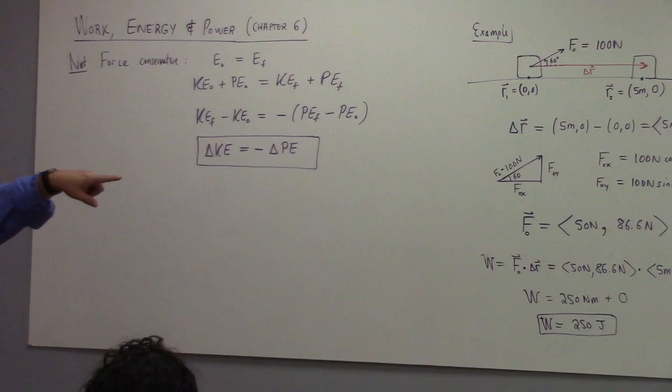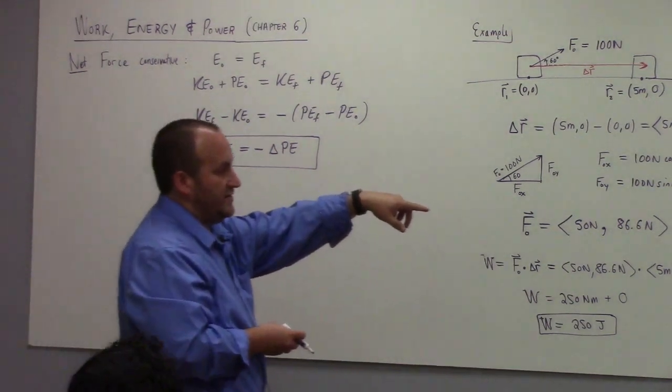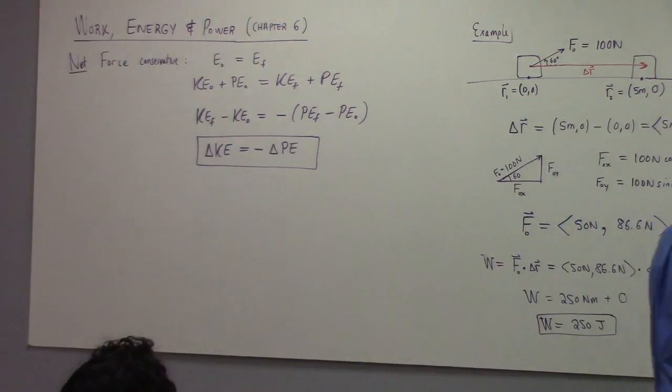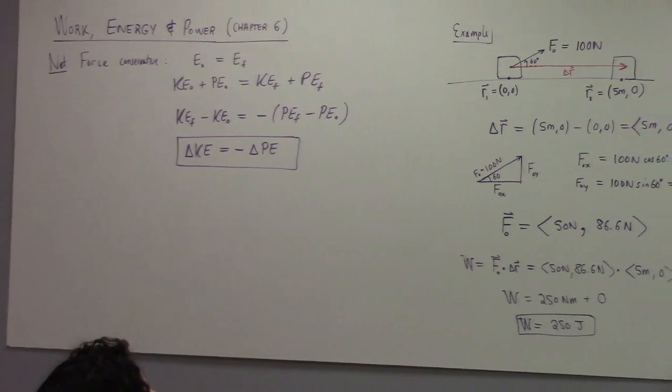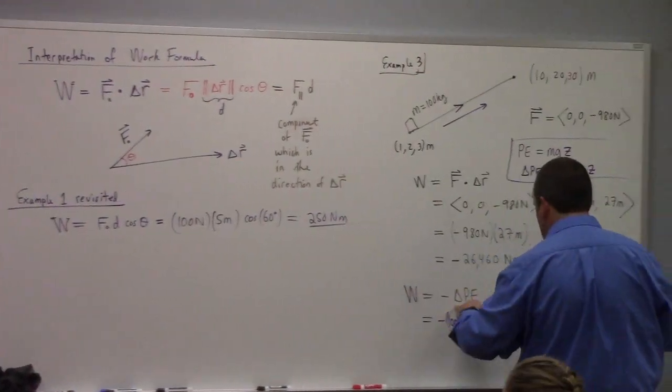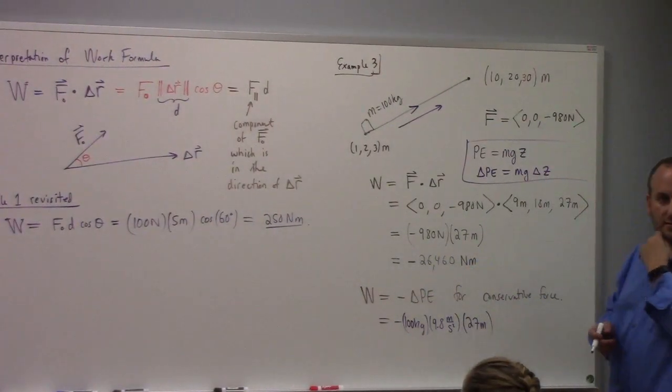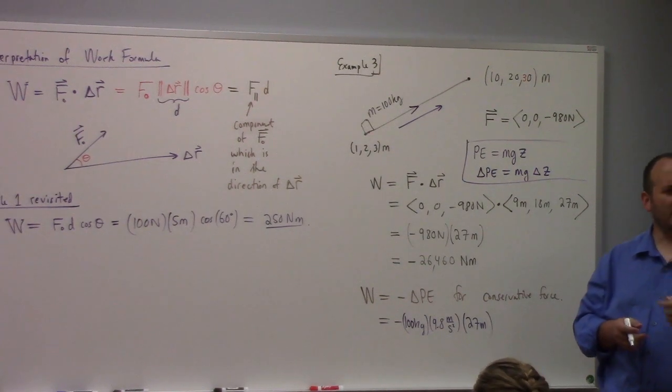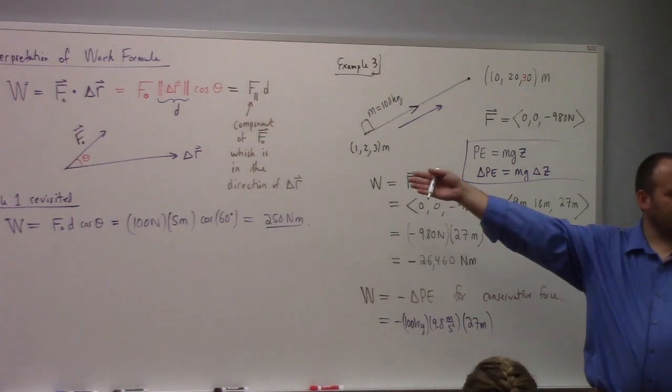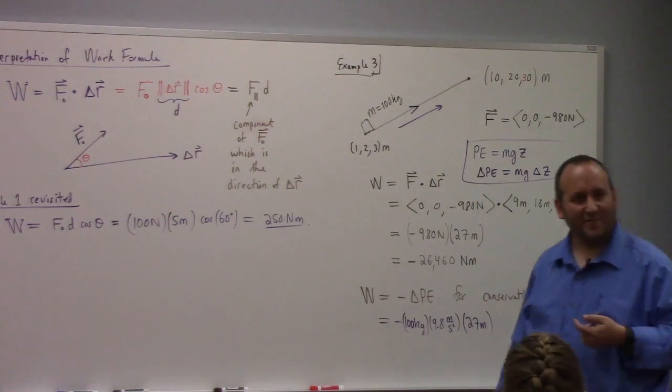So in this example 3, the change in kinetic energy minus the change in potential energy is equal to the work done. You're like, wait a minute, why are you talking about work done? You're just talking about changing kinetic energy. Well, I have more good news for you.